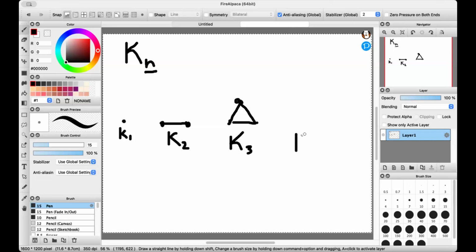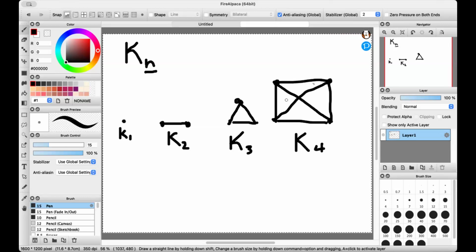And then for K of 4, you have four vertices. And if I very systematically draw an edge going from one vertex to another and make sure I connect every distinct pair, it ends up looking like this. So you can just do this for any number of vertices you put down. You'll create a complete graph.